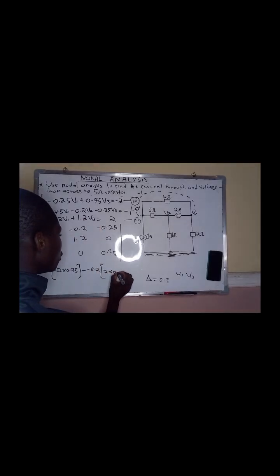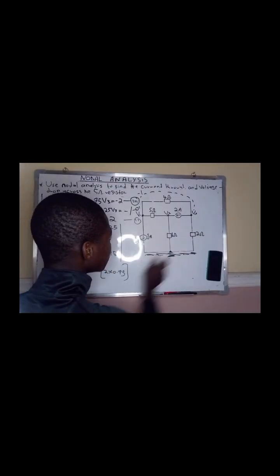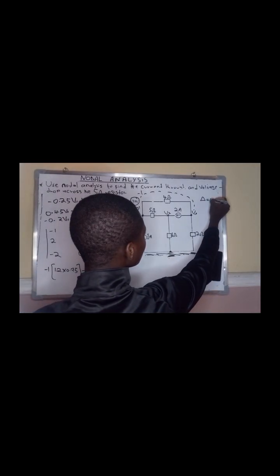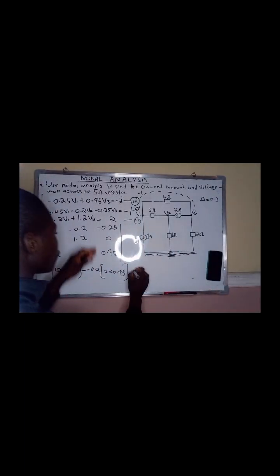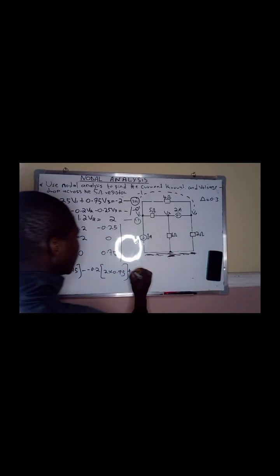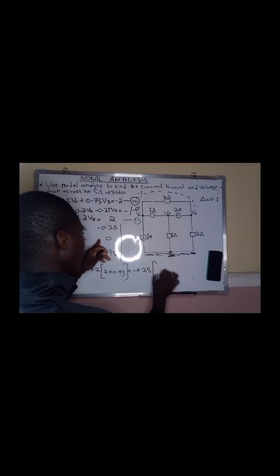So I have to find the determinant of this matrix again. So I have to say -1. If you delete this, you delete this, you are left with 1.2 multiplied by 0.75, close bracket, and then minus again 0.2. You delete this, you delete this. 2 times 0.75, because 0 times -2 is already 0. So therefore, we know our determinant. The determinant is 0.3.